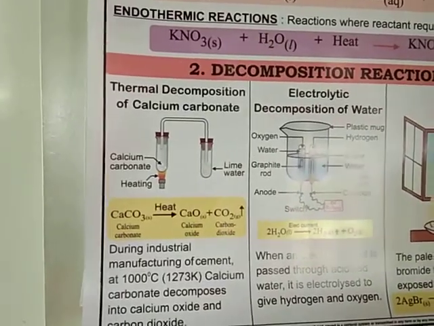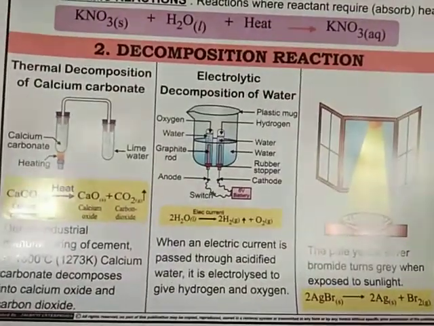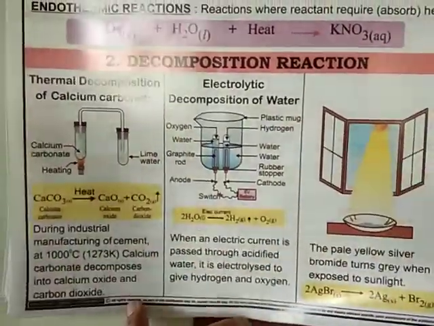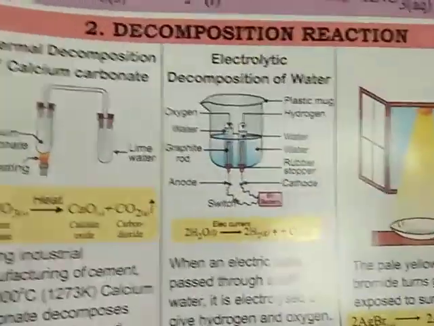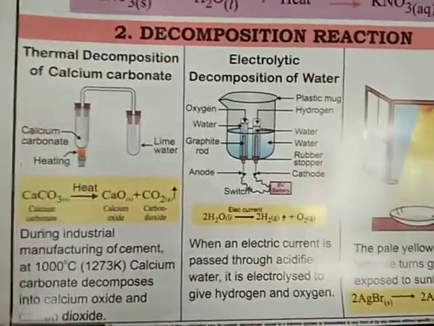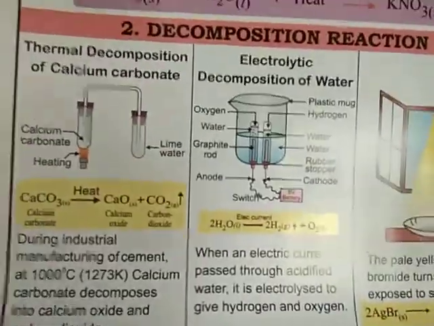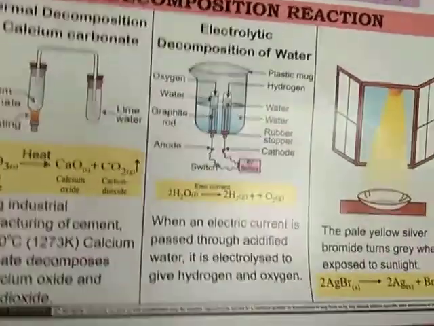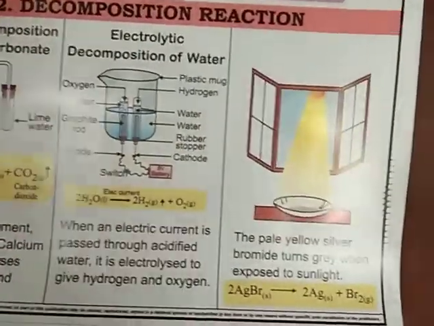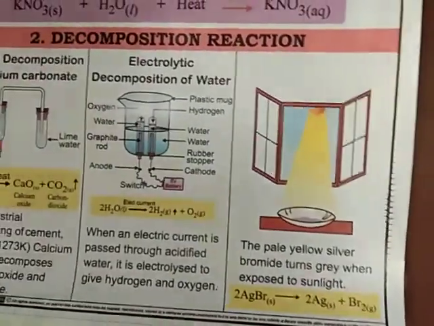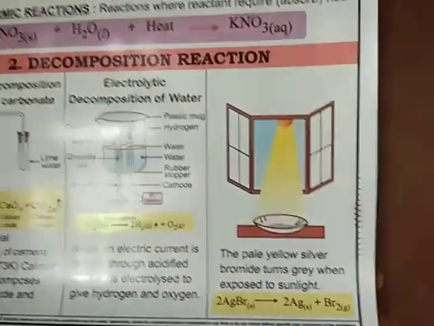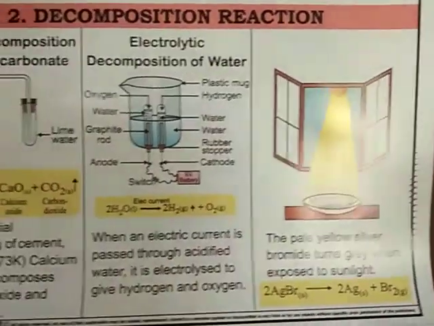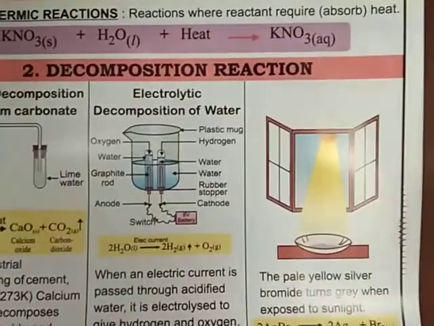And another, electrolytic decomposition of water. Here you can see the diagram: when electric current passes through acidified water, it is electrolyzed to give hydrogen and oxygen. And next, the pale yellow silver bromide turns to grey when exposed to sunlight. 2 AgBr gives 2 Ag plus Br2.